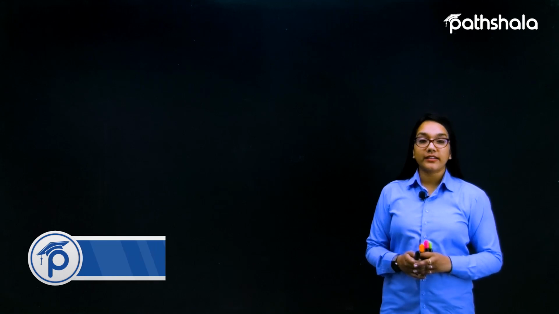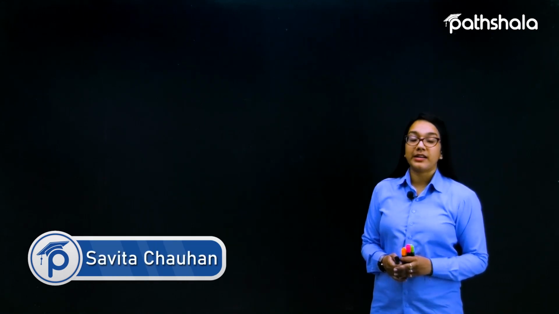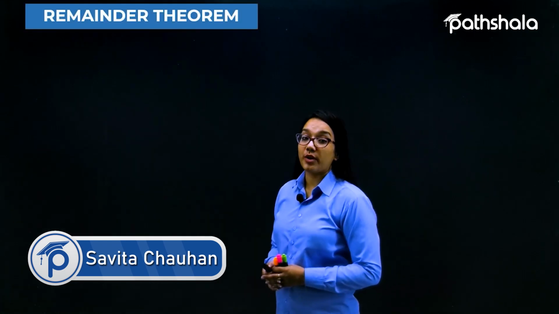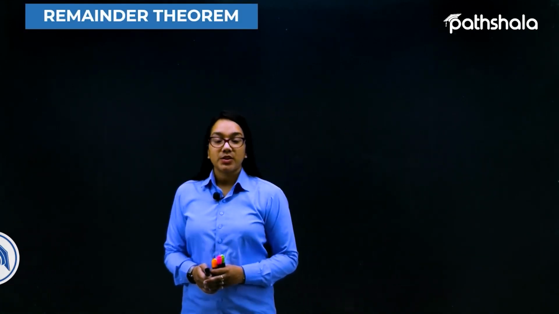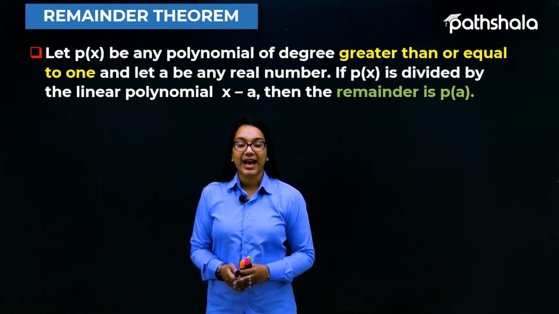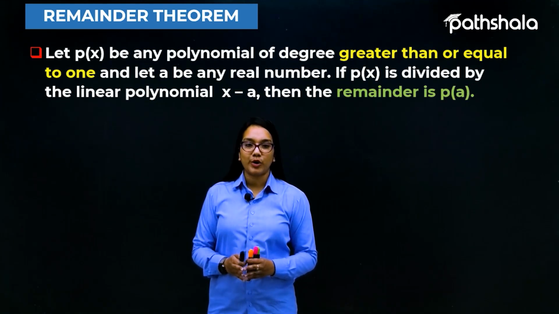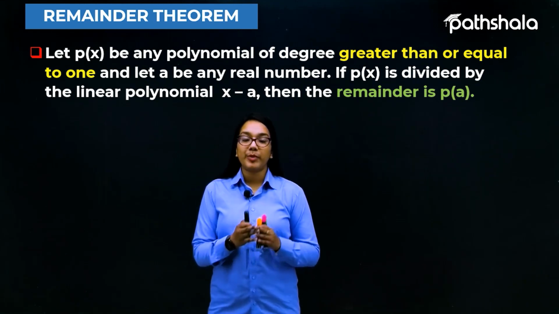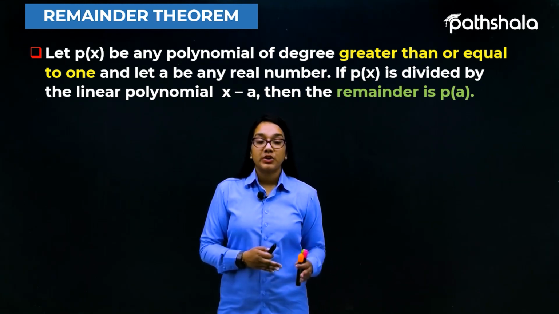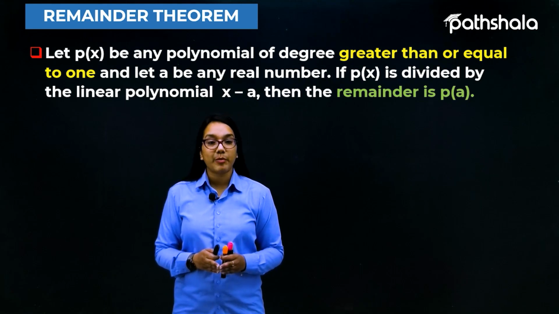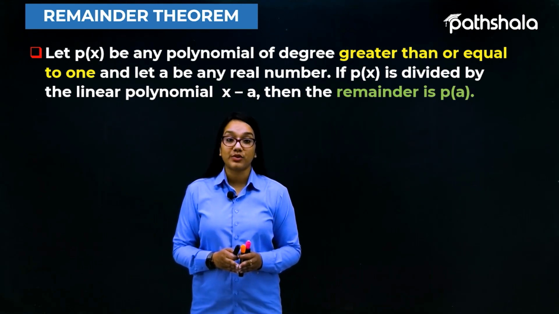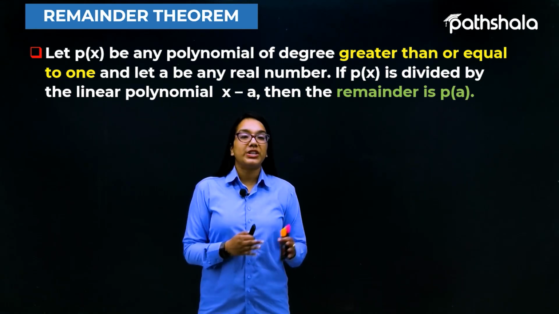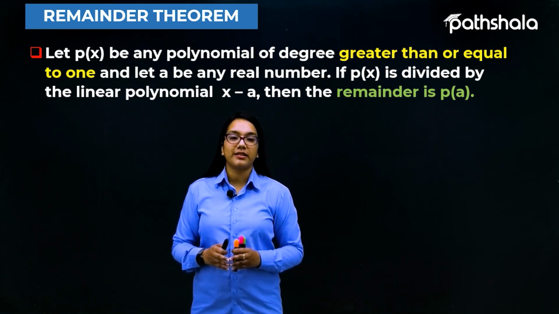Now after dividing the two polynomials, let's move on to our next concept, which is called the remainder theorem. What is the remainder theorem? The remainder theorem says that let P(x) be any polynomial of degree greater than or equal to 1 and let a be any real number. So if P(x) is divided by the linear polynomial x minus a, then the remainder is P(a). This is called the remainder theorem.